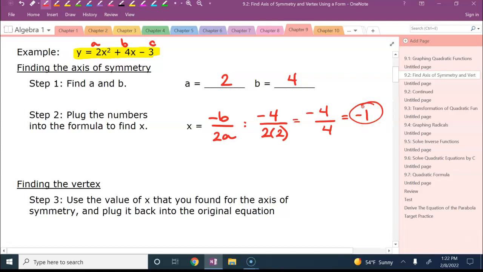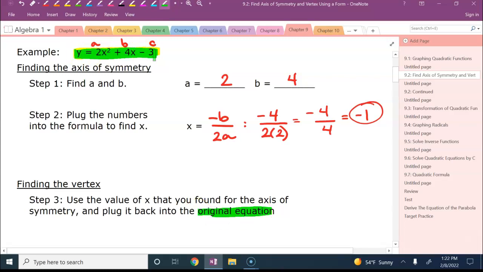So not only is that giving us the axis of symmetry, that line that goes through the middle of the graph and cuts it in half, but this is also giving us the x coordinate of our vertex. So now that we know what x is, we can use that to help us find y. We're going to go into step 3 here, use our x value that we just found, negative 1, and plug it back into the original equation that came from up here, what I highlighted in that yellow color.